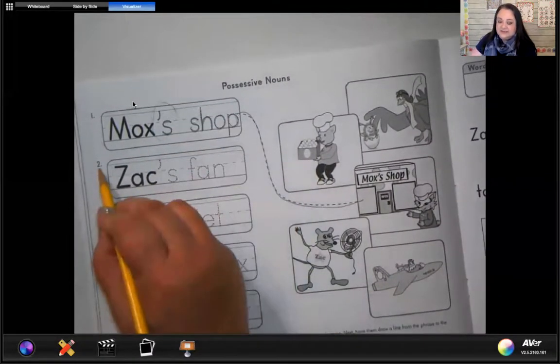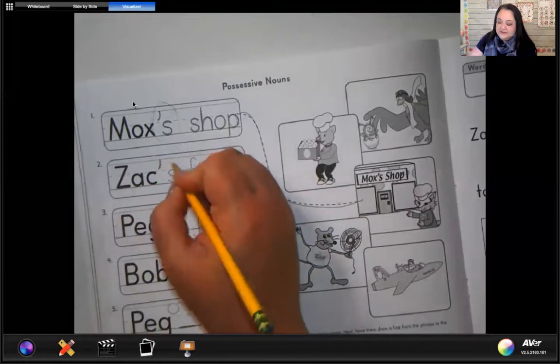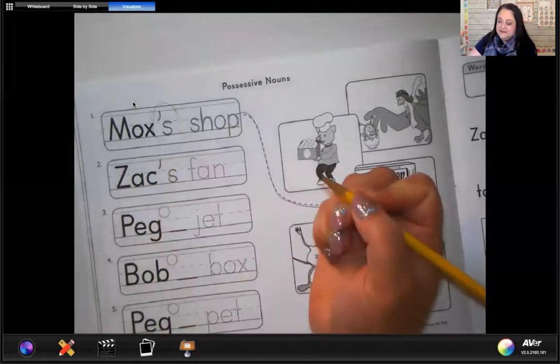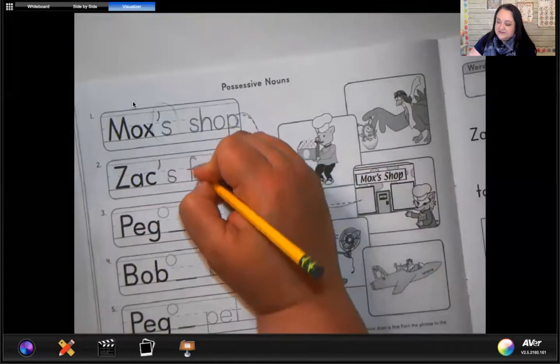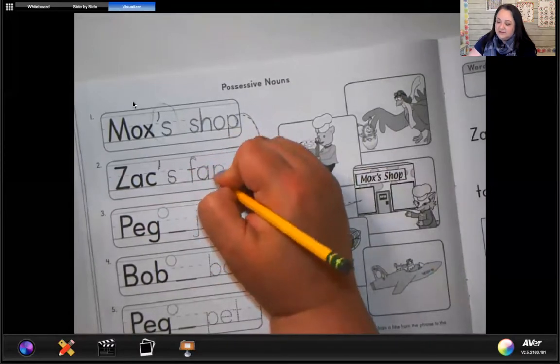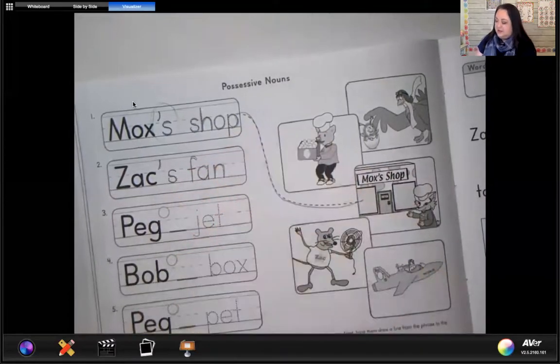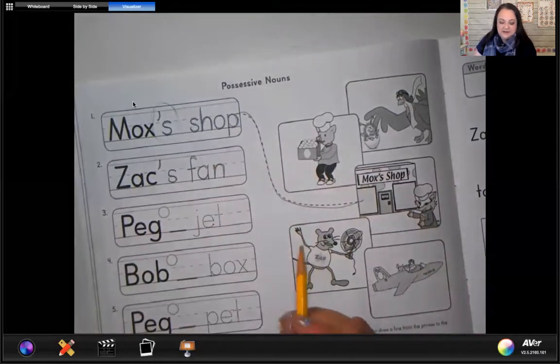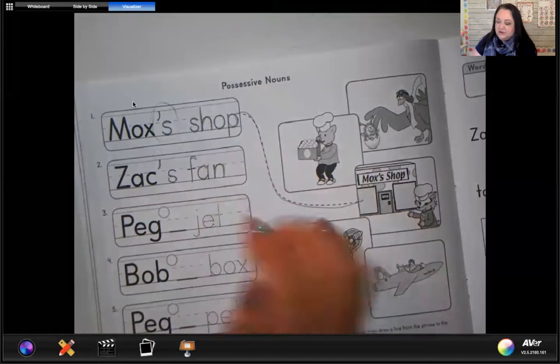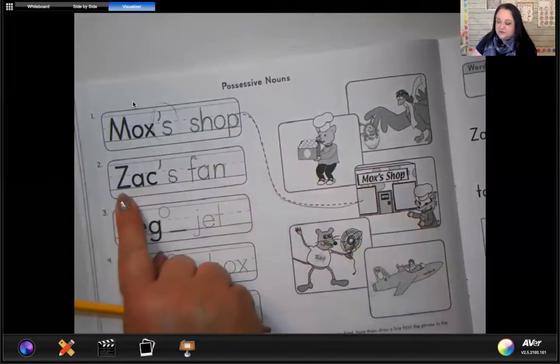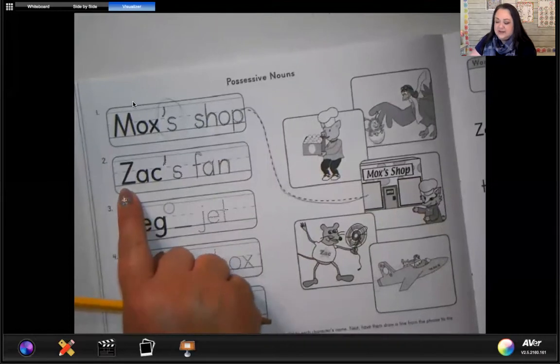So sentence number 2, we're going to go ahead and trace the apostrophe S, and then we're going to trace this word, and then we're going to read it and figure out where the sentence belongs, okay? So after you're done tracing, we're going to put our finger on the first word, okay? All right, let's try and read it.